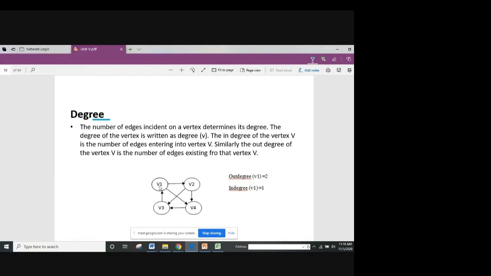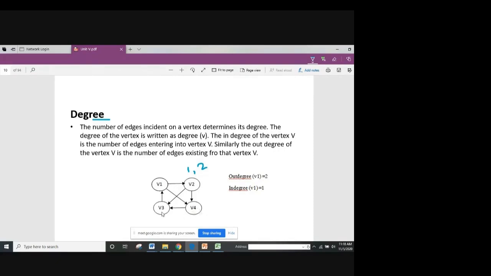When I say in degree of V1, it means the incoming edges. How many incoming to V1? That will be 1, that is in degree. And out degree of V1 will be 2. Okay, so what will be the in degree and out degree of V2? In degree is 1, out degree is 2. Yes, okay, so I think you are clear.